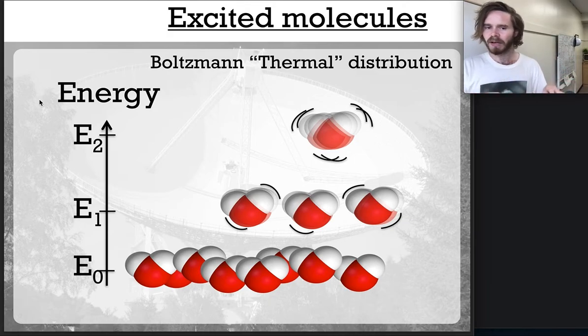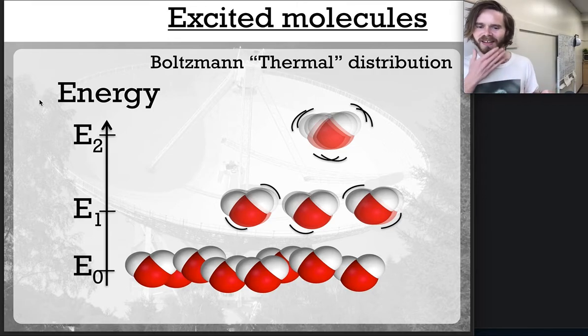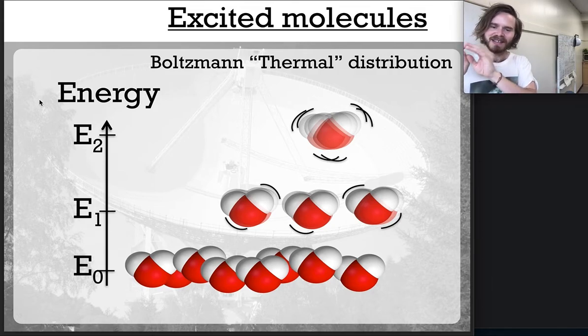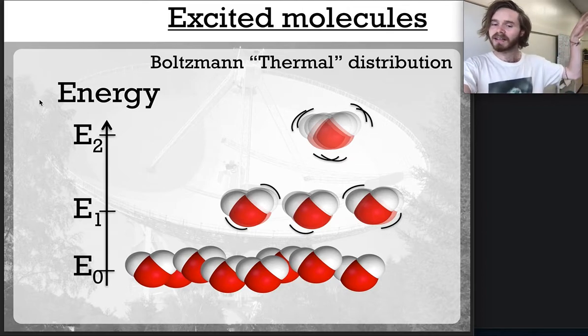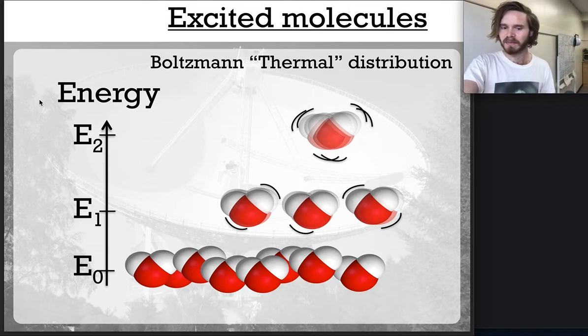And if you were to count them all up, you'd have what's called a Boltzmann or a thermal distribution, where, much like people, almost everyone's in the low energy state. There's a few that are a little bit excited, and then there are the ones set apart that are extremely excited. This is the normal case that you will have in any normal cloud, like thermal clouds. So when you look at, say, giant molecular clouds, typically it's going to be mostly like this.